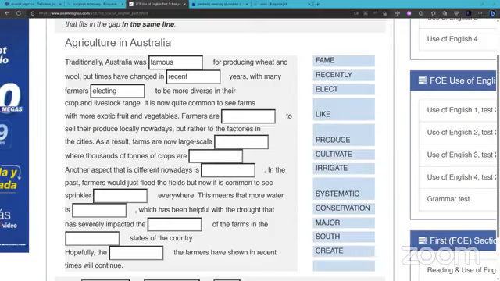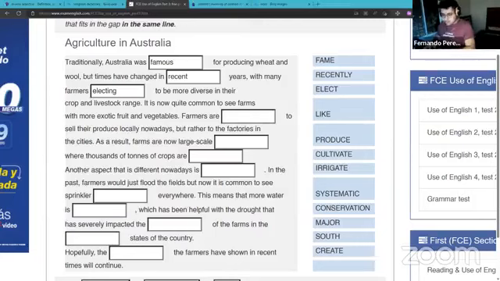To be more diverse in the it is now quite common to see farms with more exotic fruit and vegetables. Farmers are to sell their produce local nowadays, but rather to the factories in the cities.